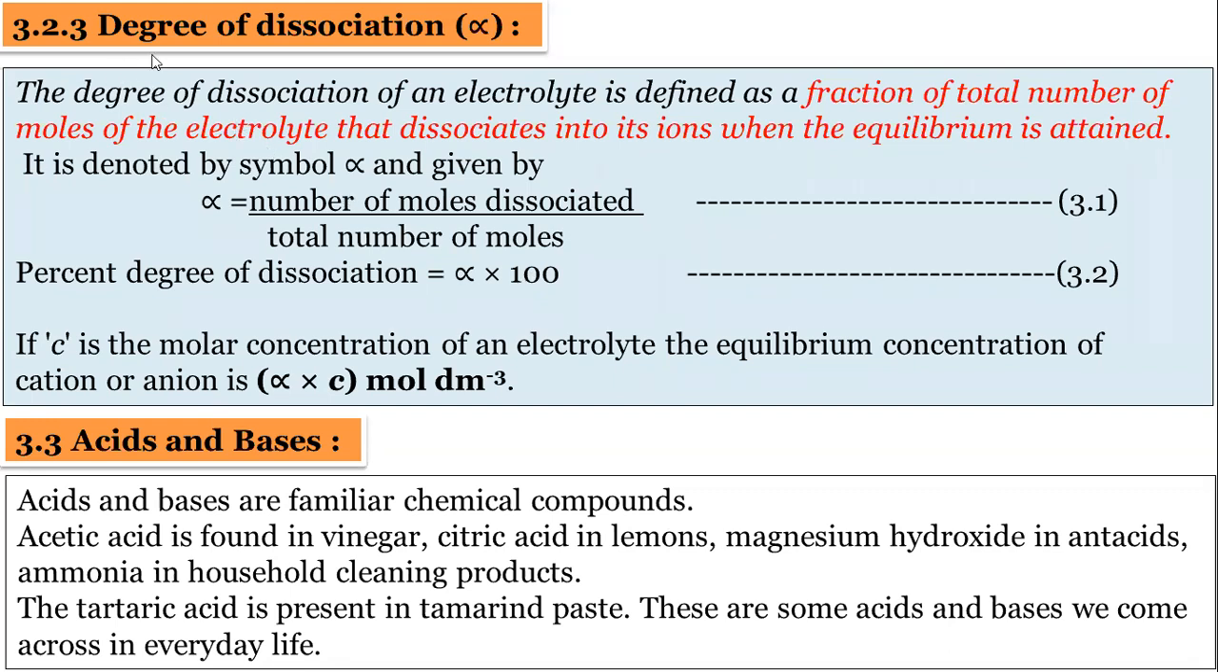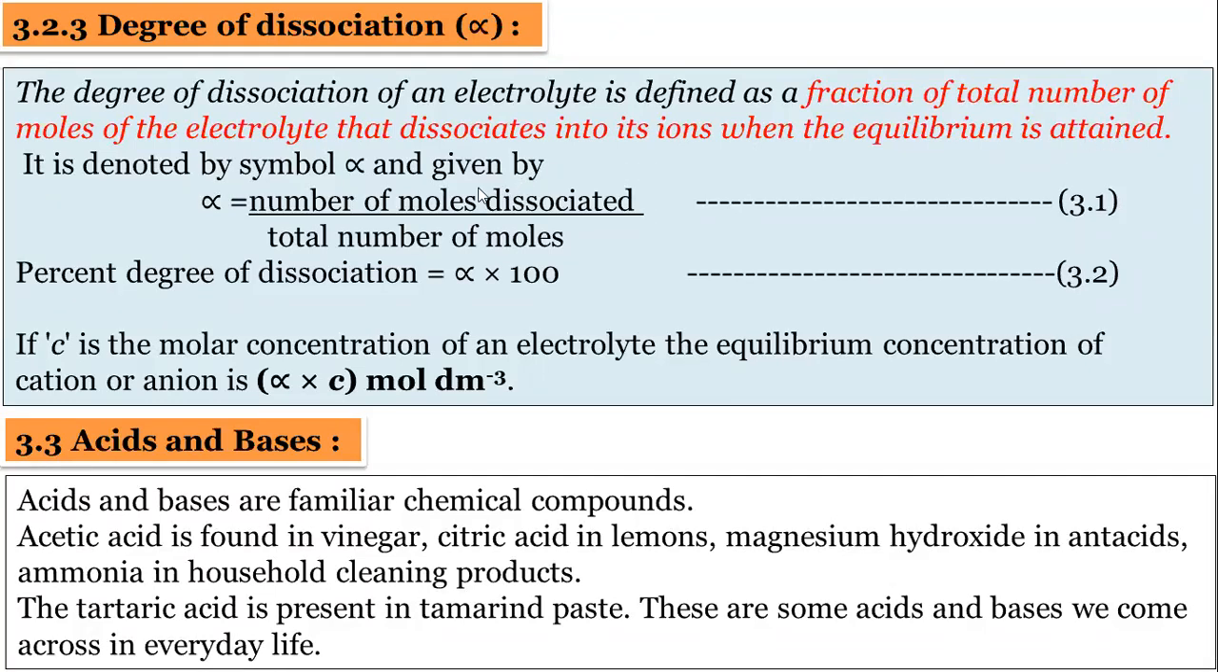Then I'm coming to the degree of dissociation. It is denoted with the symbol alpha, remember. So what is meant by degree of dissociation? According to this equation, alpha is equal to the number of moles dissociated divided by the total number of moles. This degree of dissociation is defined as the fraction of the total number of moles of an electrolyte that dissociates into ions when equilibrium is attained.